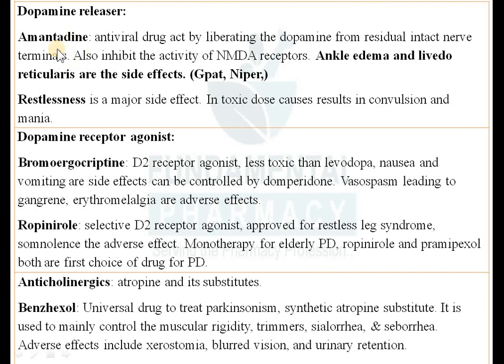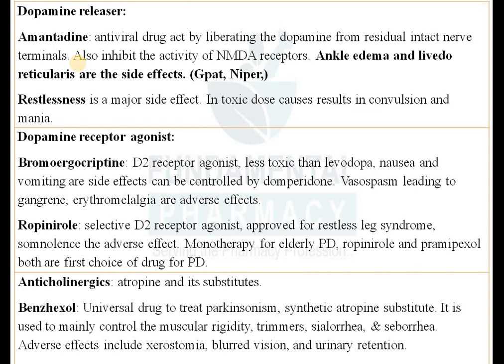But this amantadine is nowadays used in a lot of conditions. It is used as an orphan drug in various conditions. So it is basically an antiviral drug that acts by liberating the dopamine from the residual intact nerve terminals. जो भी डिजेनरेशन होता है, डोपामिनर्जिक न्यूरॉन का डिजेनरेशन होता है, तो उसमें से डोपामाइन तो नहीं निकल सकता, लेकिन जो भी बचा है उसमें से डोपामाइन वो रिलीज कर देगा. कौन? Amantadine. So it will release the dopamine from dopaminergic neurons.